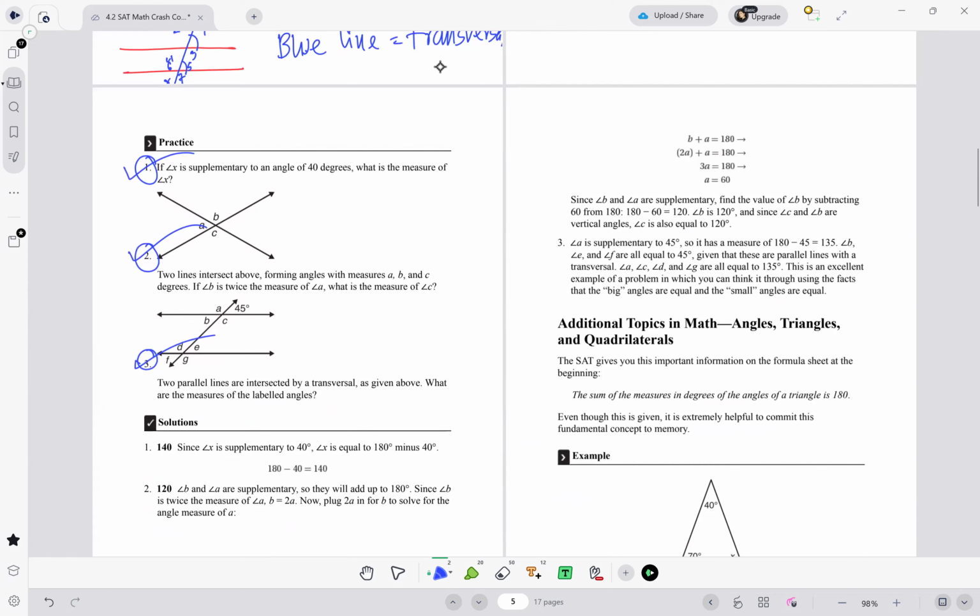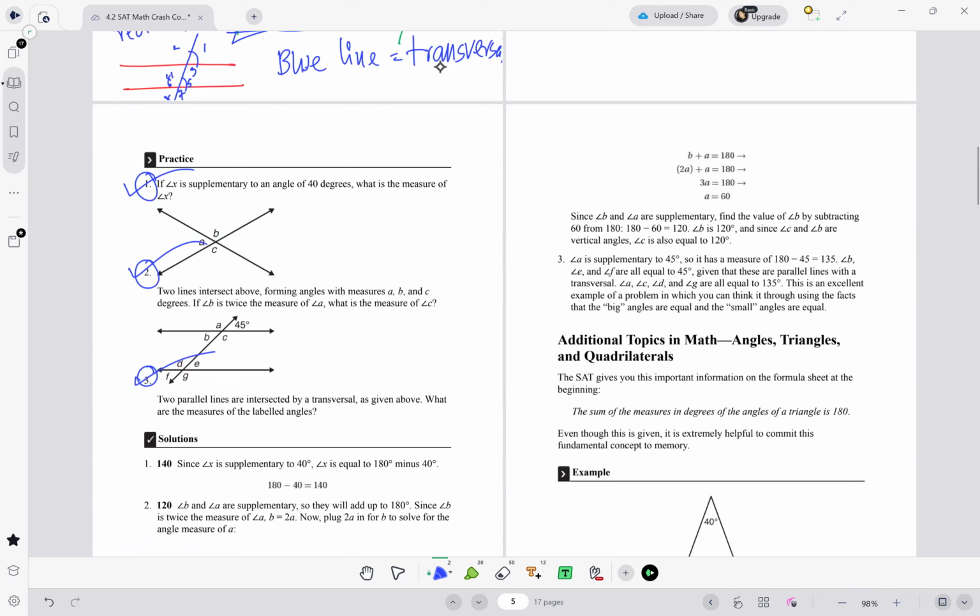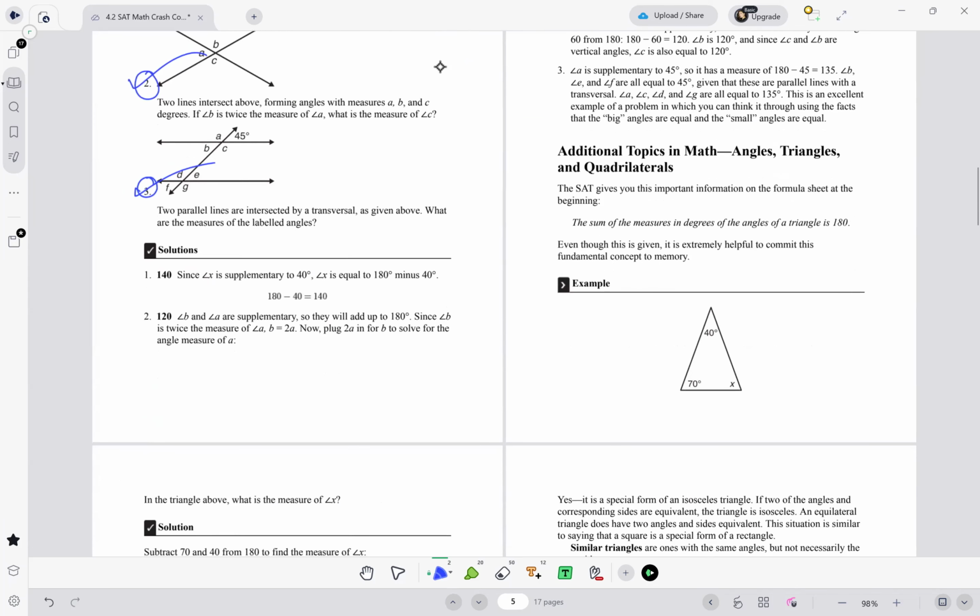These are some pretty basic problems. We just need to talk about each and every single problem separately. So we have some additional topics. In mathematics, there are angles, triangles, and quadrilaterals.